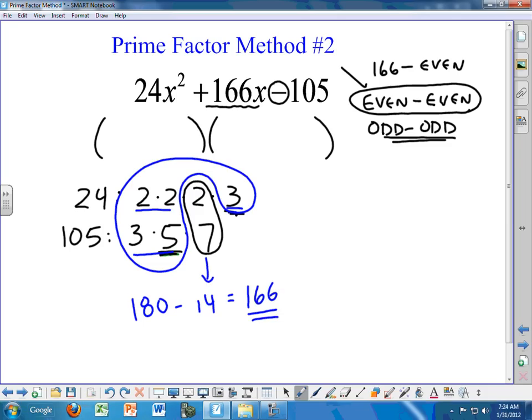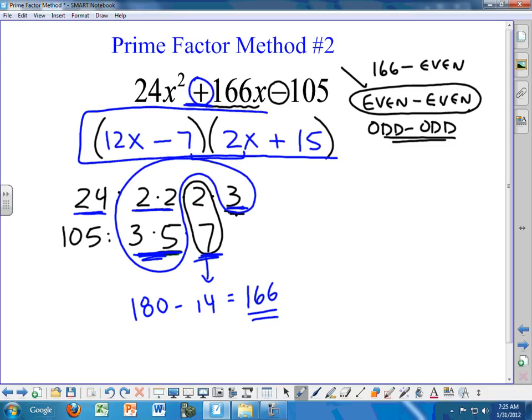Okay, that was a lot to grab onto, but let's go ahead and work the rest of this out. Notice that the 24 was broken into the 2, 2, and the 3 are all together. That makes 12x, and then the other part is a 2x. And I will group the 2x with the 7, and then the other part is going to be with the 15. And finally, I'm going to need to do my signs here. This will be a positive, and the other one will be a negative in order to attain a positive middle term for 166. And there's the factorization of that monster trinomial.